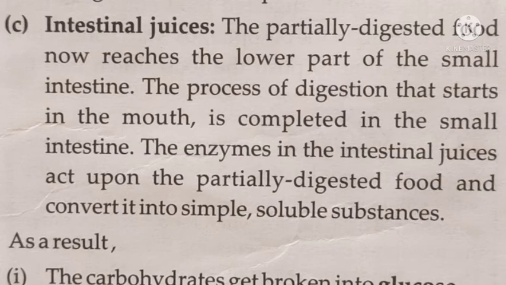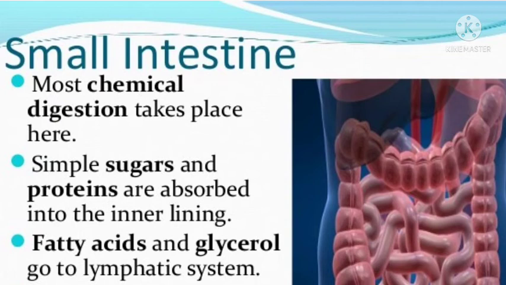Now to summarize this topic, we can say that in the small intestine most of the chemical digestion takes place, and here the simple sugars and proteins get digested, and further fatty acids and glycerol also get converted into simpler soluble substances. So in this way we have studied the digestion process in the small intestine.